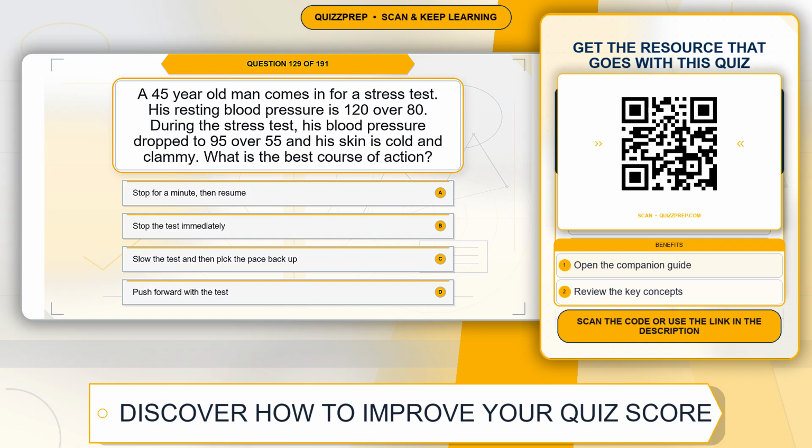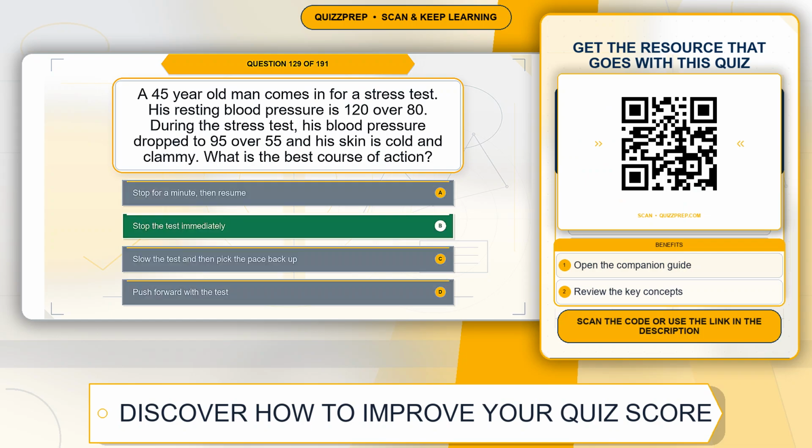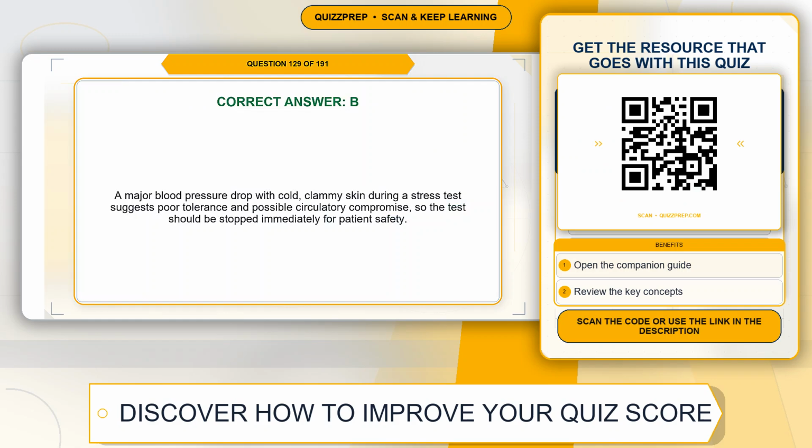Question 129. A 45-year-old man comes in for a stress test. His resting blood pressure is 120/80. During the stress test, his blood pressure dropped to 95/55 and his skin is cold and clammy. What is the best course of action? Option A, stop for a minute, then resume. Option B, stop the test immediately. Option C, slow the test and then pick the pace back up. Option D, push forward with the test. The correct answer is option B, stop the test immediately. Explanation. A major blood pressure drop with cold, clammy skin during a stress test suggests poor tolerance and possible circulatory compromise, so the test should be stopped immediately for patient safety.